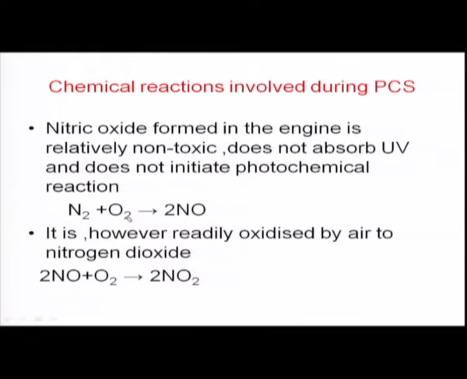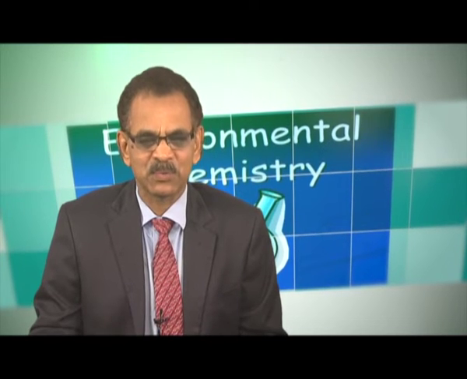So, nitrogen reacts with oxygen in the car engine, with the very high temperature prevailing in the running engine, to generate this nitric oxide. As I told you, this is a non-toxic chemical and not capable of absorbing UV light also. But what happens is, it is readily oxidized by the oxygen present in the atmosphere. So, the nitric oxide reacts with the molecular oxygen in the atmosphere and gets converted into nitrogen dioxide. This is the culprit reaction for smog formation.